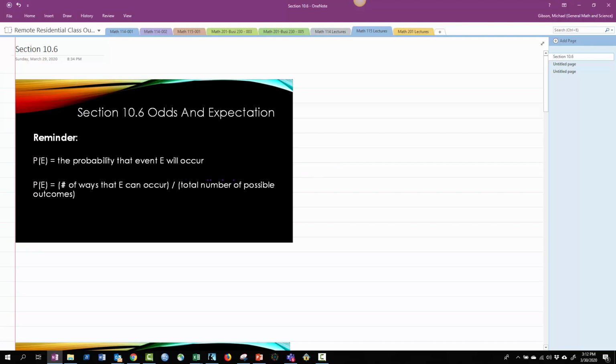So let's go ahead. First, as a reminder, if E is an event, the probability of E is the probability that the event E will occur. So P of E, right? And the way you calculate that, it's the number of ways that the event E can occur divided by the total number of possible outcomes in that situation. Okay?